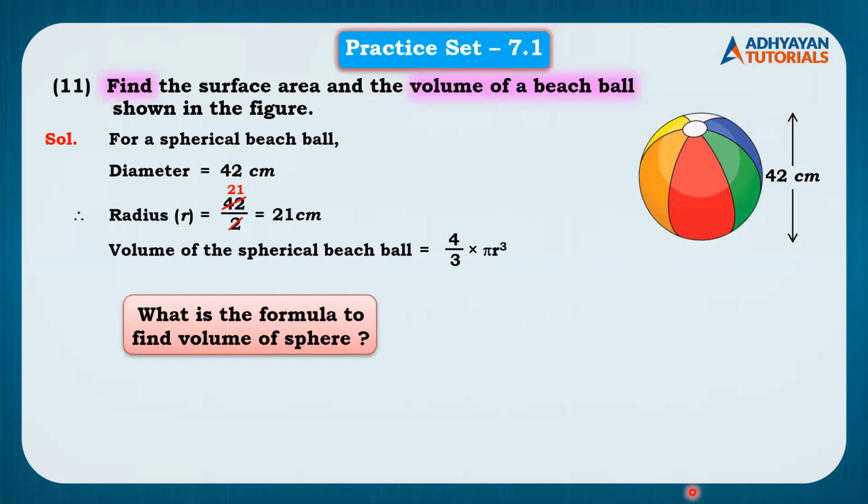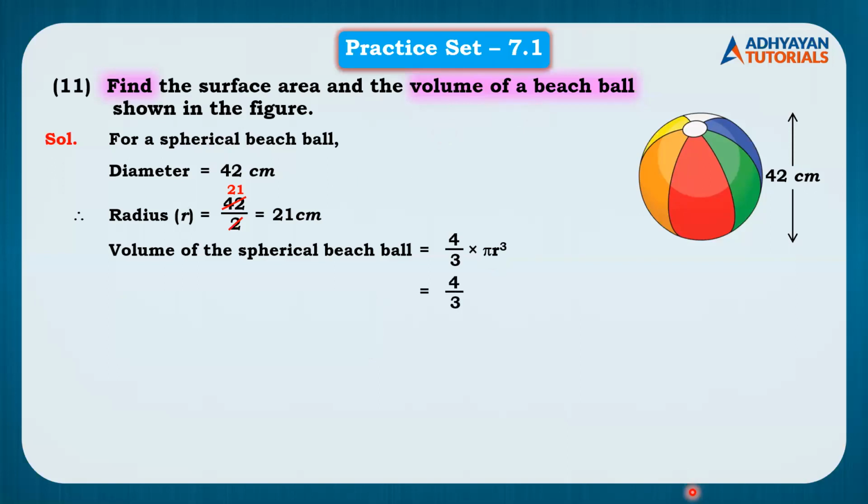Perfect. Now we'll substitute the values. 4 upon 3 will remain as it is, into pi. Students, the same thing. Which value should we take, 22 upon 7 or 3.14? Now here if you see, the radius is 21 centimeter. Now 21 is a multiple of 7. I repeat, 21 is a multiple of 7. Now what is the meaning of multiple?